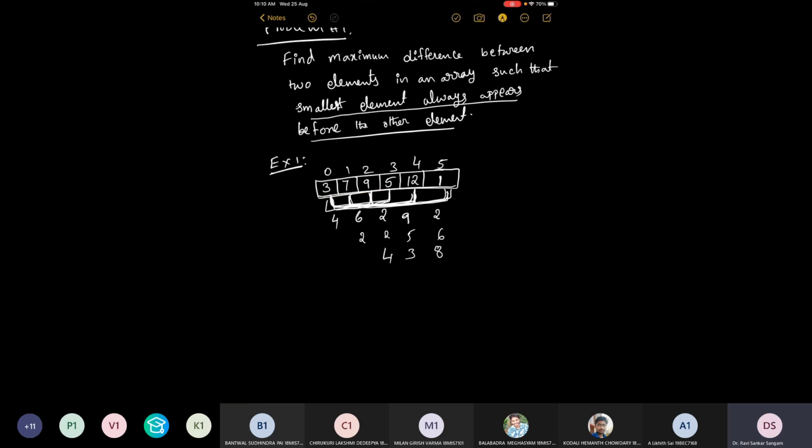So now what is happening? Among all these different differences, we should find the maximum difference such that the left side element should be less than the right. So if you look at this, between 3 and 12 the difference is 9, and 3 is on the left side and 12 is on the right side. Did you find any other element such that it gives the maximum difference as well as the smaller element is on the left side and the other element is on the right side? Did you find any other element?